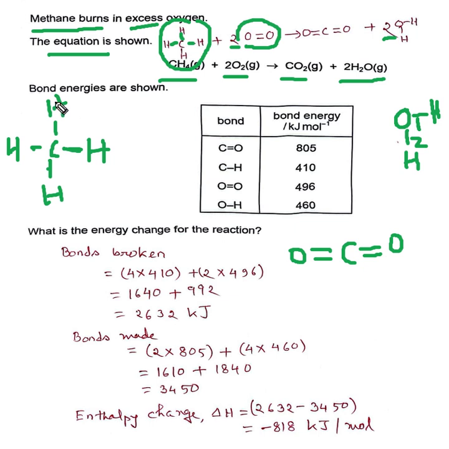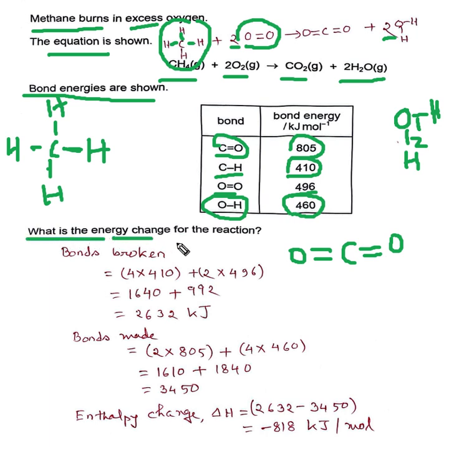Now the bond energies are given. Carbon oxygen double bond is 805 kilojoule per mole. Carbon hydrogen bond is 410 kilojoule per mole. Oxygen double bond is 496 kilojoule per mole. And oxygen hydrogen bond is 460 kilojoule per mole. You are asked, what is the energy change for this reaction? What is the enthalpy for this reaction?